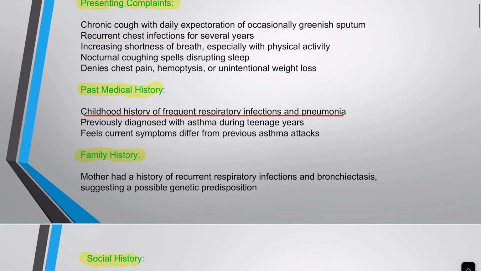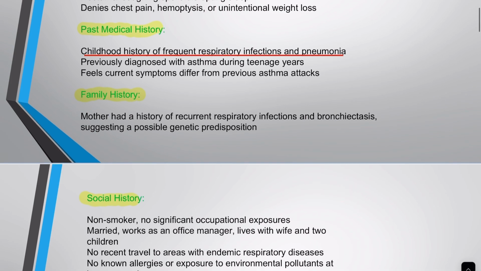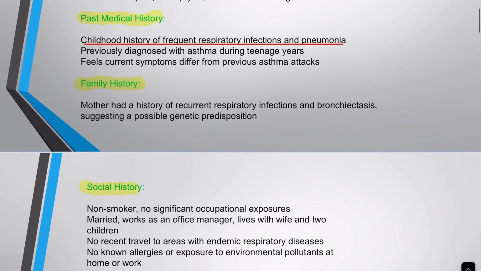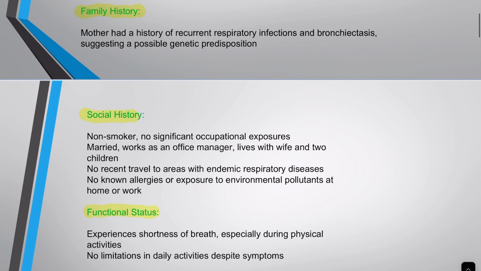So I put a model history here, but remember, always follow the format. First we're going to start with the presenting complaint, past medical history, family history, social history. In a patient with shortness of breath, occupational history is very important, and we're going to talk a bit about the functional status of the patient.